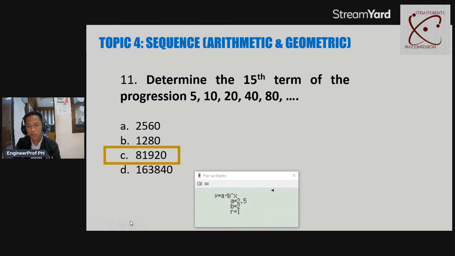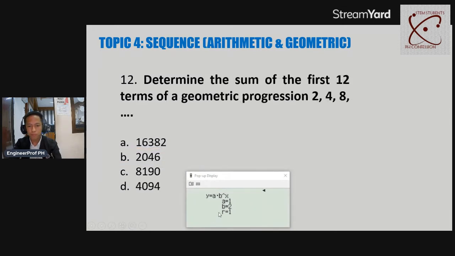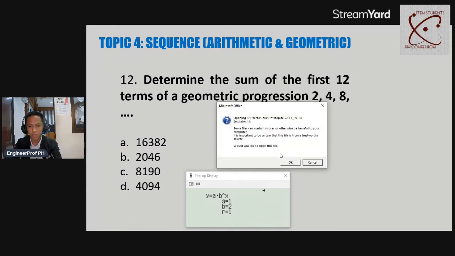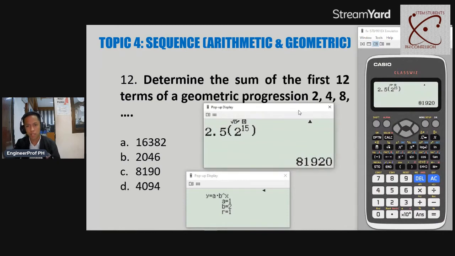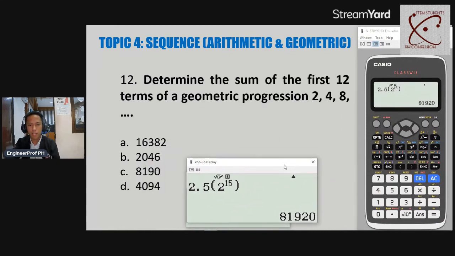So, ganun guys, pag mag-solve tayo ng progression using the Casio 991EX Class Swiss. Okay, so here we have this problem. Anyway, balik tayo sa problem. Determine the sum of the first 12 terms of a geometric progression 2, 4, 8. So the common ratio is 2. So 2 times 2, 4. 4 times 2, 8, and so on up to the 12th term.